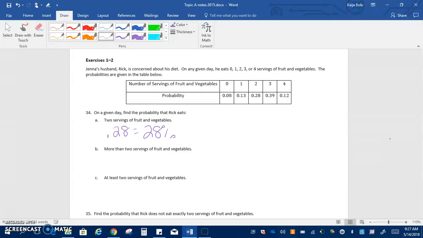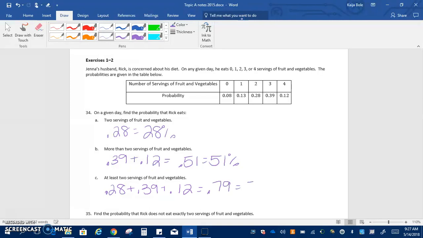B says more than 2 servings of fruit and vegetables. So more than 2 means 3 or 4. So 0.39 plus 0.12 gives us 0.51, which would be 51%. C says at least 2 servings of fruit and vegetables. So at least 2 means we're including 2, 3, and 4. So we have 0.28 plus 0.39 plus 0.12. And when you add those up, you get 0.79, which is 79%.